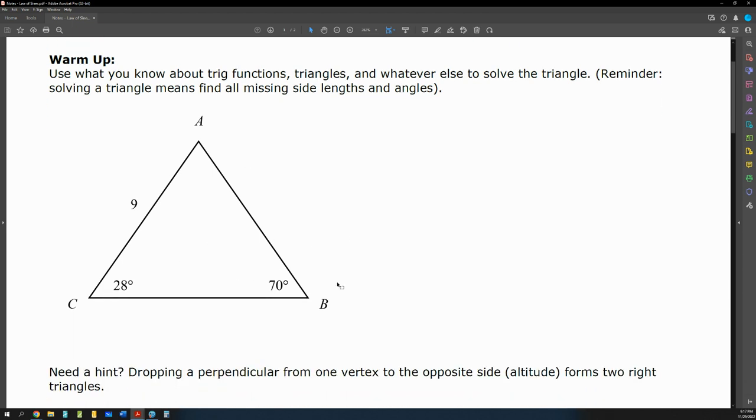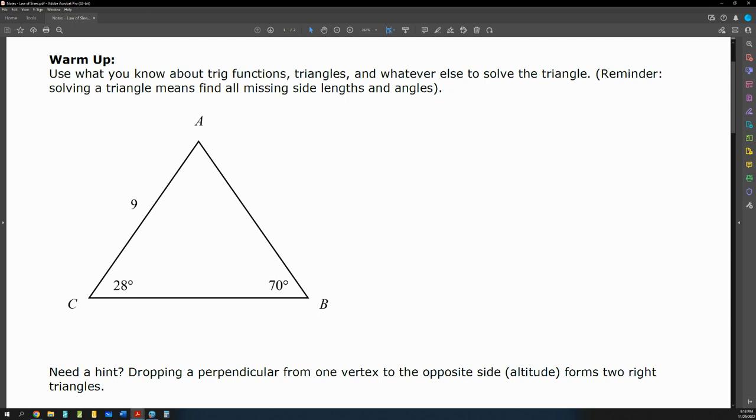Okay, so here's your triangle ABC. Angle B is 70 degrees, angle C is 28 degrees, and side length AC measures 9 units. Go ahead and pause the video and try this for yourself. When you're ready to check your answers, go ahead and unpause.